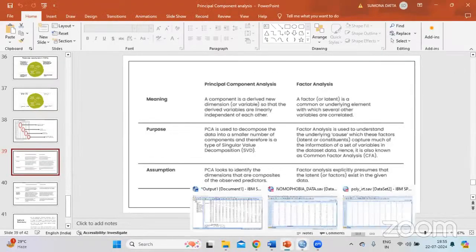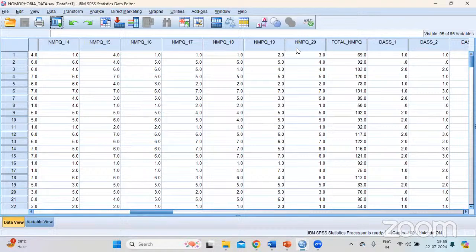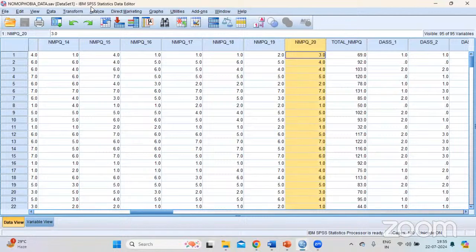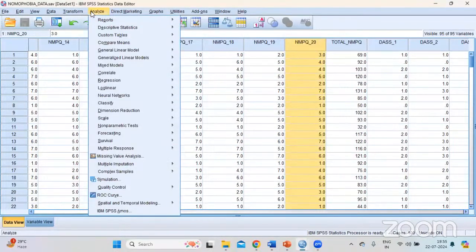And so now, okay, is the SPSS file visible to all of you? Visible, ma'am.